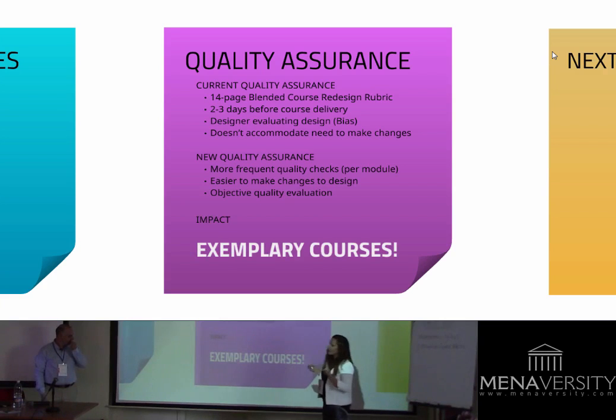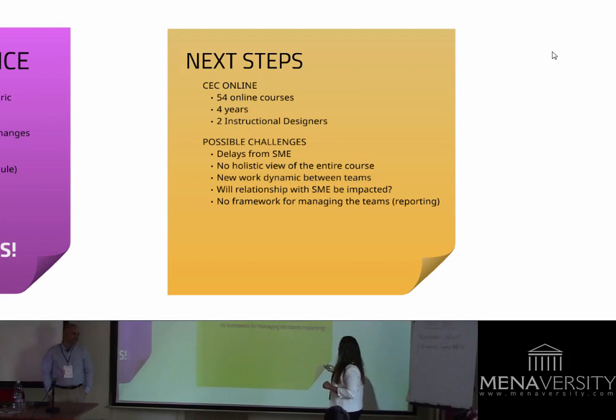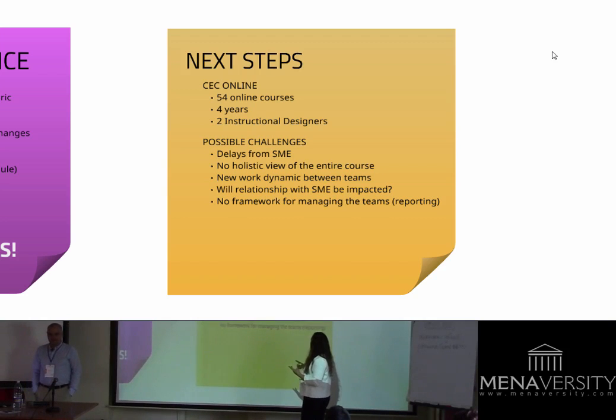We haven't tried this yet, but we are going to try it for the continuing education department. There are 54 courses that need to go online in 4 years, and there's only 2 of us. So this is why we're glad that now the team is bigger. We are worried that we are still going to get delays from the SME. They're gods here at the AUB. We can't tell them anything. The professors, in this case.